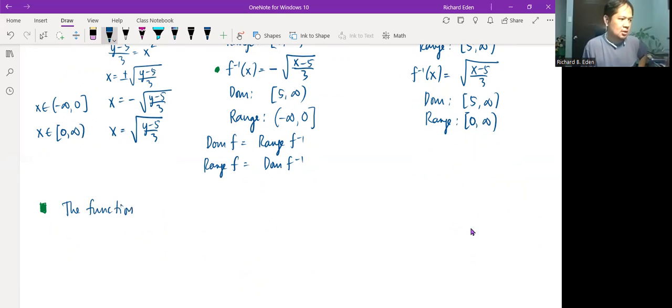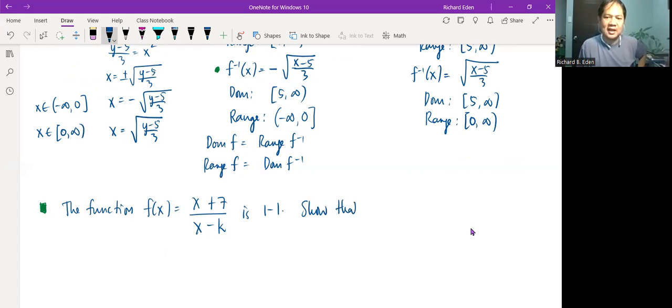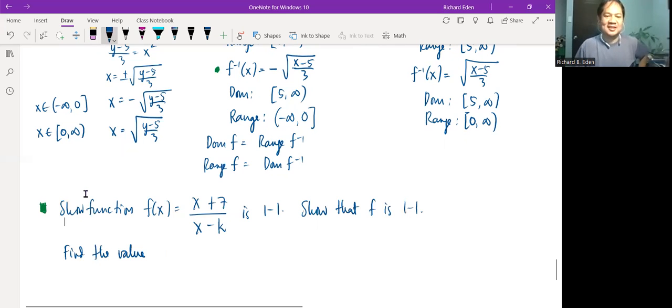The function f of x equal to x plus 7 over x minus k is 1 to 1. Green box alert. Show that f is 1 to 1. I mean, I claimed it, but show that it's 1 to 1, and then next, find... that's paradoxical. Let's do it this way. Show, because I'm just making this up as we go along.